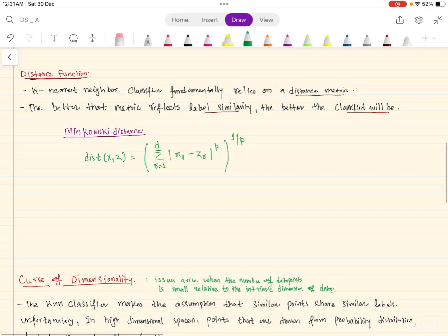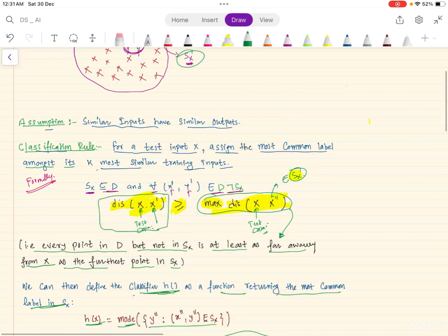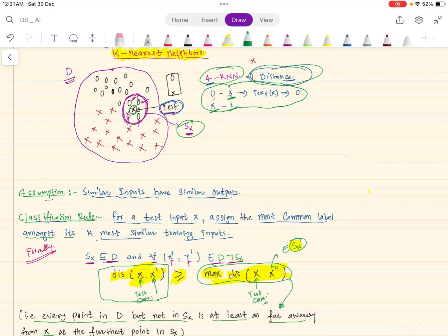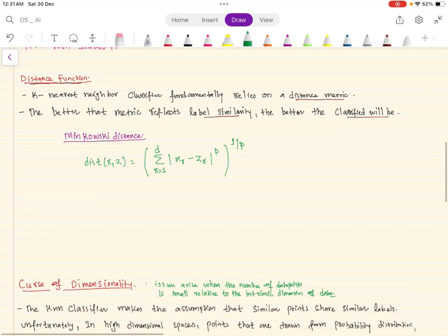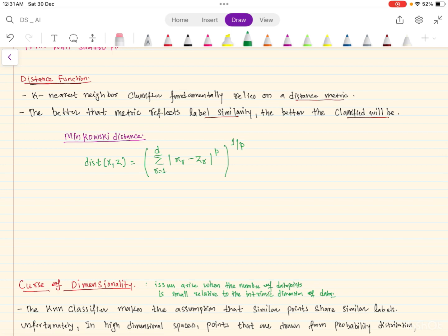Now what we are calculating to find the k nearest neighbor is the distance, right? In k nearest neighbor, we generally use a very general definition for the distance calculation that we call the Minkowski distance. This formula is the generalized distance formula. If you take p equals 2, then you get the Euclidean distance. And if you take p equals 1, then it will be the simple distance between 2 points by taking the difference. Since the k nearest neighbor classifier fundamentally relies on the distance metric, the better the metric reflects label similarity, the better the classifier will be.